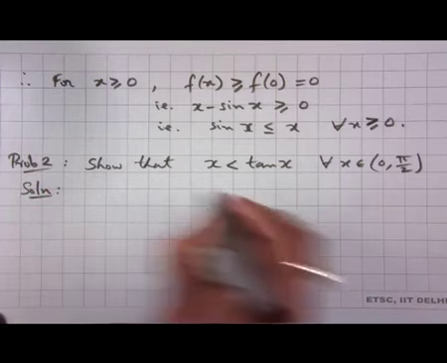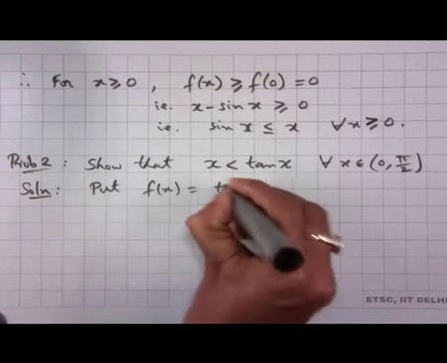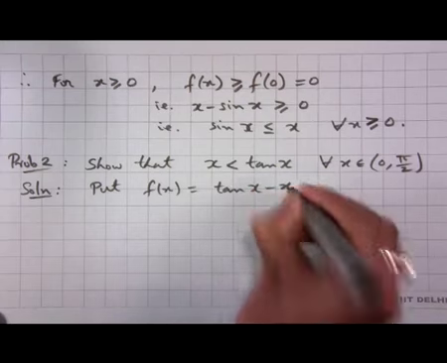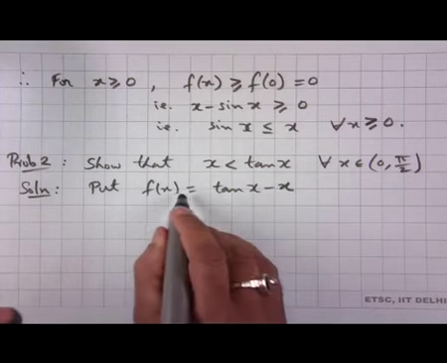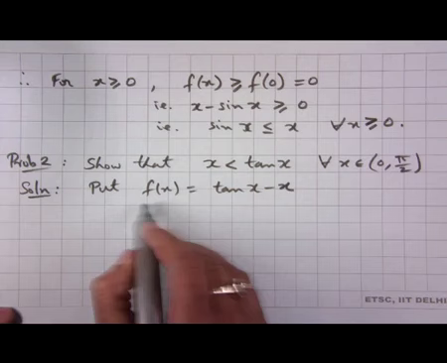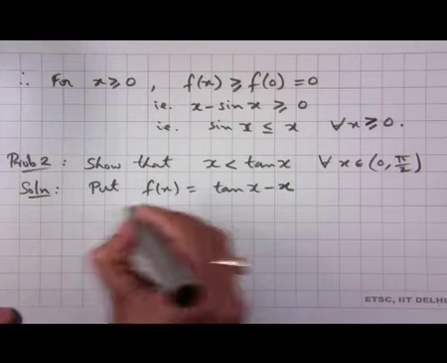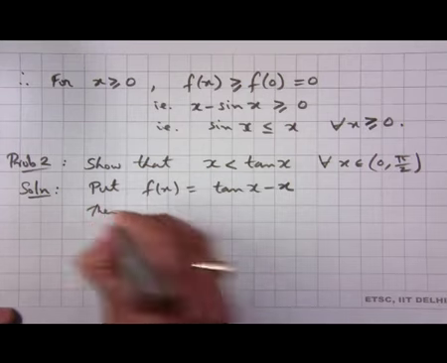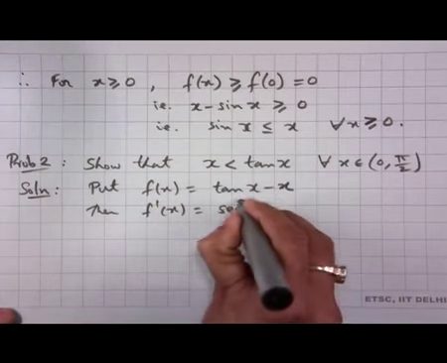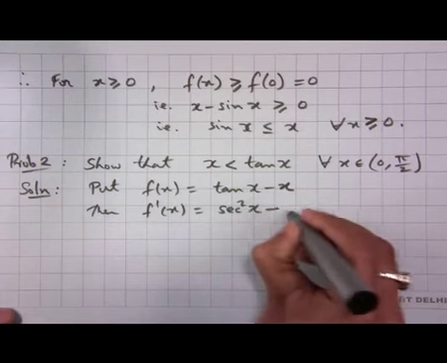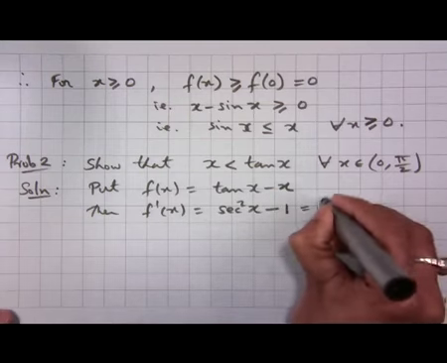So, again we do the same thing. We put f of x equal to tan x minus x, and we have to show that in the open interval 0 to pi by 2, f of x is strictly positive. So, we calculate the derivative. f prime x is equal to the derivative of tan x, which gives secant square x, minus the derivative of x, which is 1. And secant square x minus 1 is tan square x.